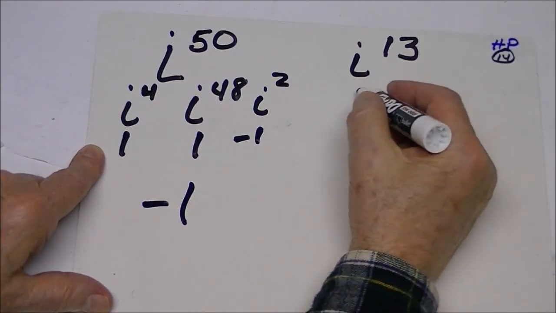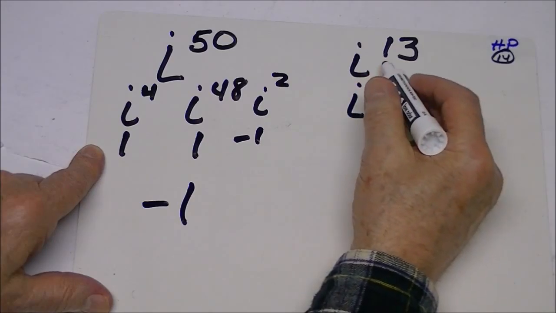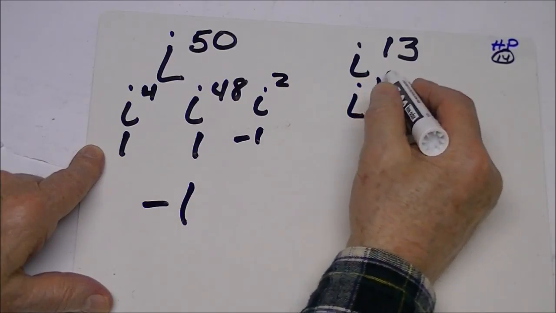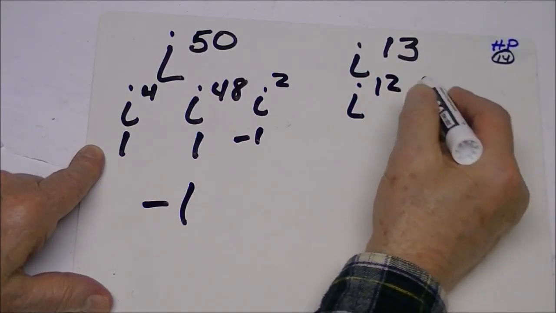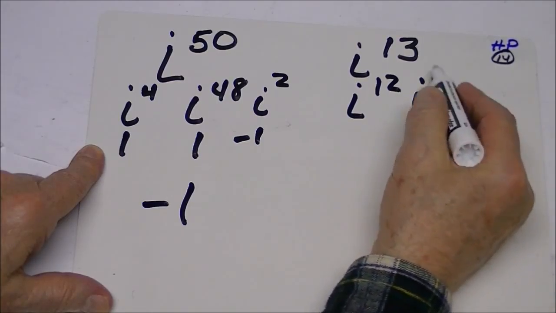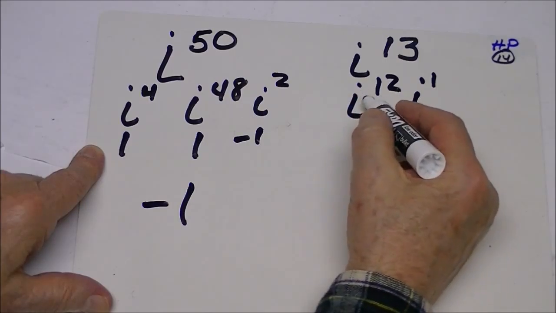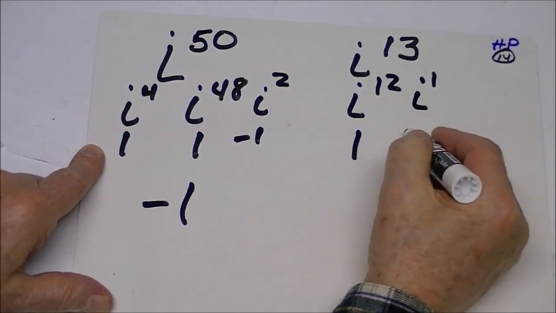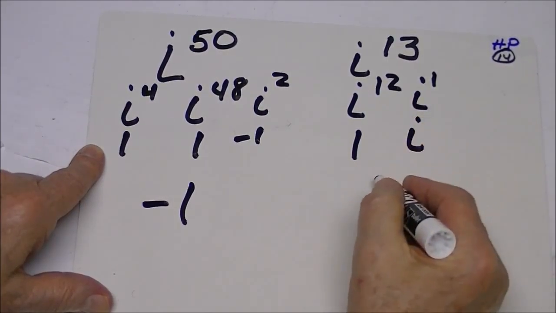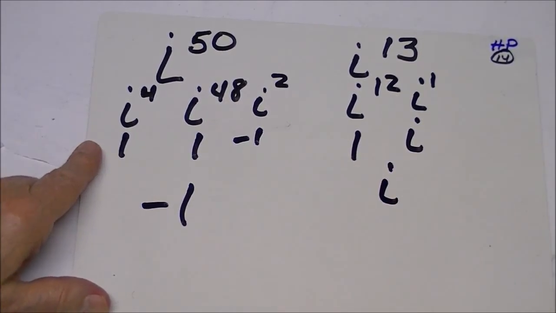And for this one, it's i. Multiple of 4 would be 12. i to the first, that would give you this. So this one, all of these is just a 1, and this is i. So the answer is i.